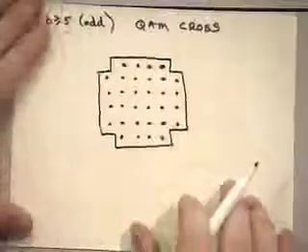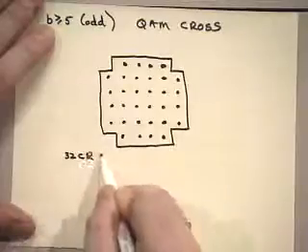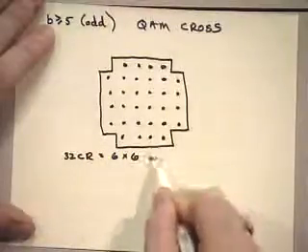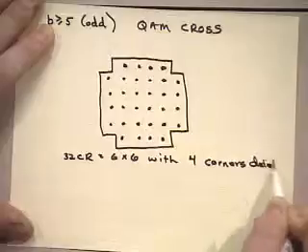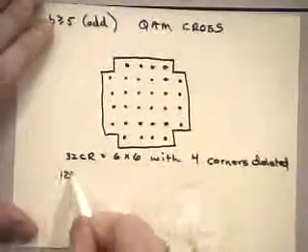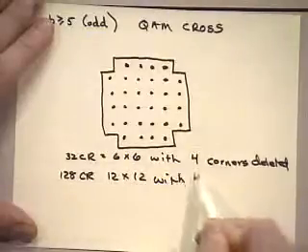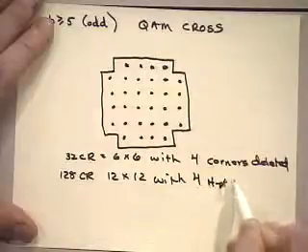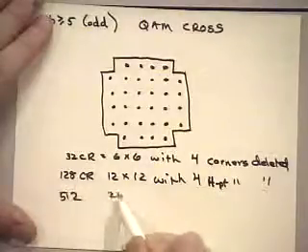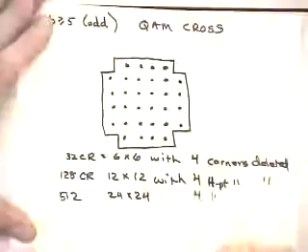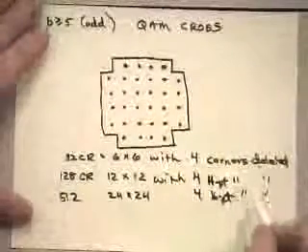Let me, another way to look at this is the 32 cross is a 6 by 6 square with 4 corners deleted. Or 128 cross would be a 12 by 12 with 4 4-point corners deleted. This is a 4 here. And I could go to the 512 would actually be a 24 by 24 with 4 16-point corners deleted, and so forth. So you could draw them in these various ways.